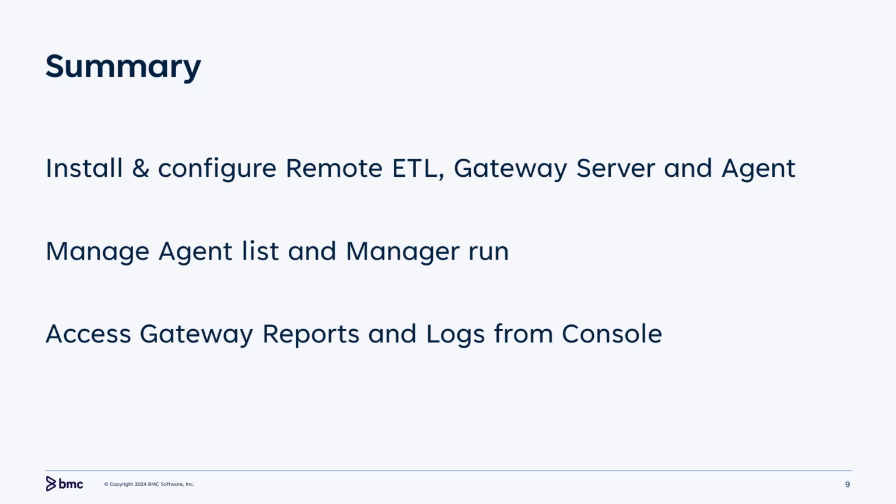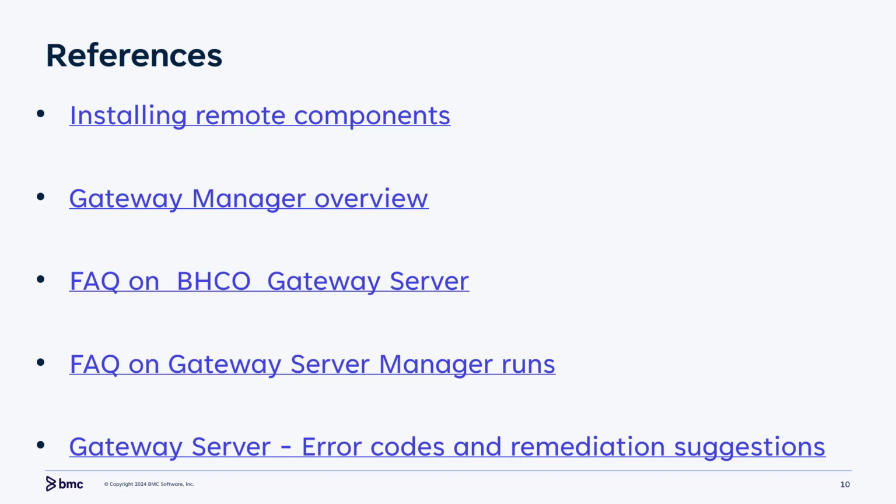Let us do a quick recap of what we did today. We went over installing remote ETL, gateway server, and agent. Then we registered the gateway server from the BHCO console, created an agent list, and made the environment ready to collect metrics from targets. Finally, we went over viewing gateway related reports and logs from the console. For further information on install requirements and best practices, you can refer to the following BMC documentation and knowledge articles.